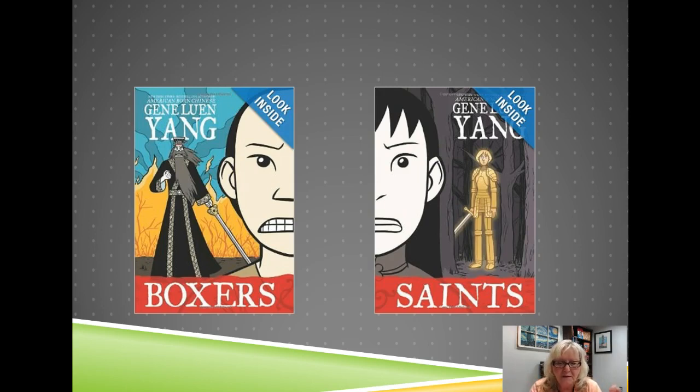So each book follows a character, one that is converted to Christianity and one who's fighting for the Boxers. And at a point in each of the books, the two stories overlap, and you see the other character from the other book. And this just knocked my socks off. I love historical fiction. This one just blew me away, especially since it's from a little older era. I tend to like anything in the 1800s and before.